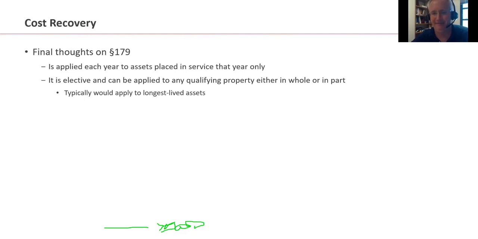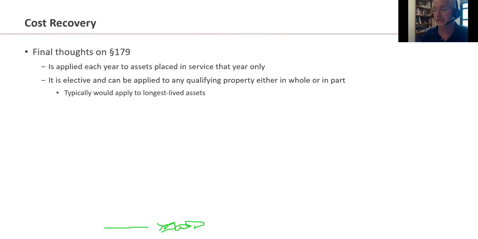It is elective, okay? So in the iterations we went through, Andy elected to deduct as much 179 as he could. Whether he spent $1 million, $2 million, or $50, he can apply any or none of that to 179. So he could say, well, I bought a $50 asset, I could apply 179 to all $50 or to $1 or to none. It's totally elective. So you would typically think about applying that, therefore, to your longest lived assets.